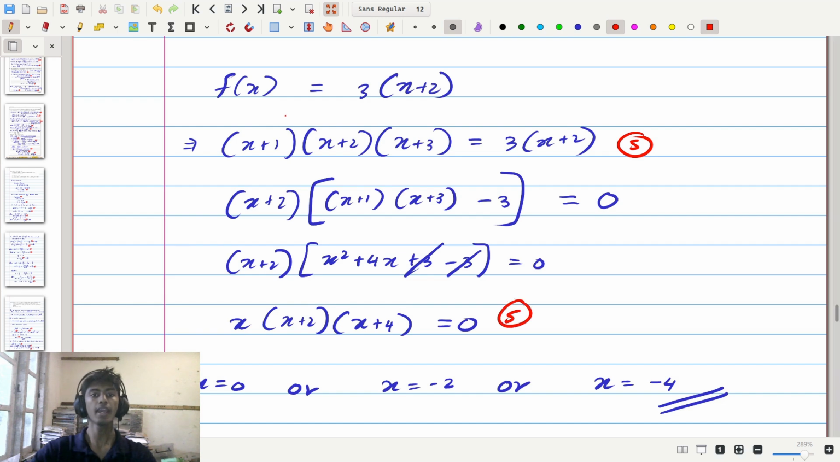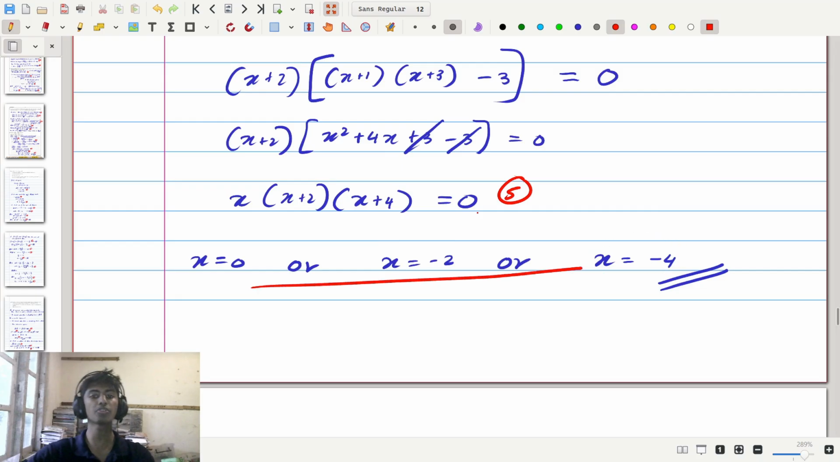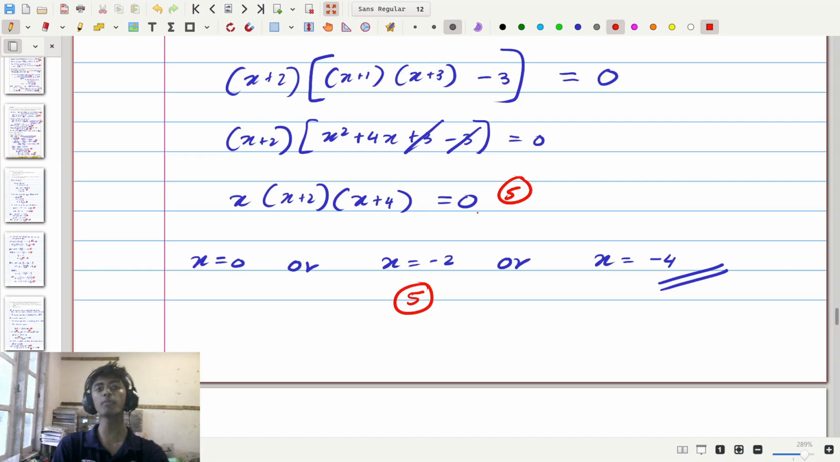And finally, when you said that this product of terms being equal to 0 means that one of them is equal to 0, and therefore x could either be equal to 0, or x plus 2 could be equal to 0, therefore x could be equal to negative 2, or x plus 4 could be equal to 0, i.e. x is equal to negative 4, and you write down those as your 3 final answers. That gets you another 5 marks. So that's going to be all for this question.